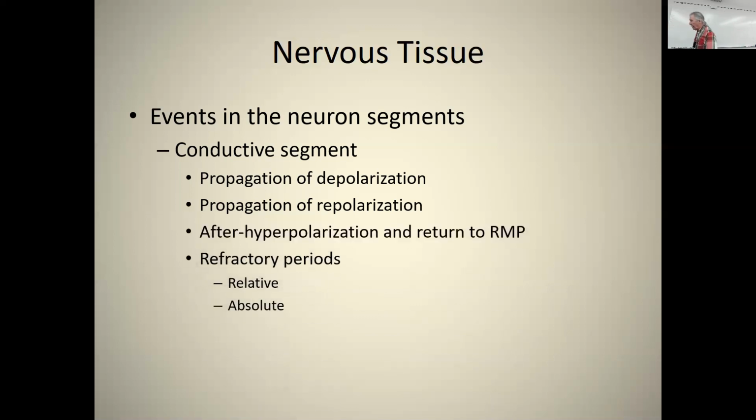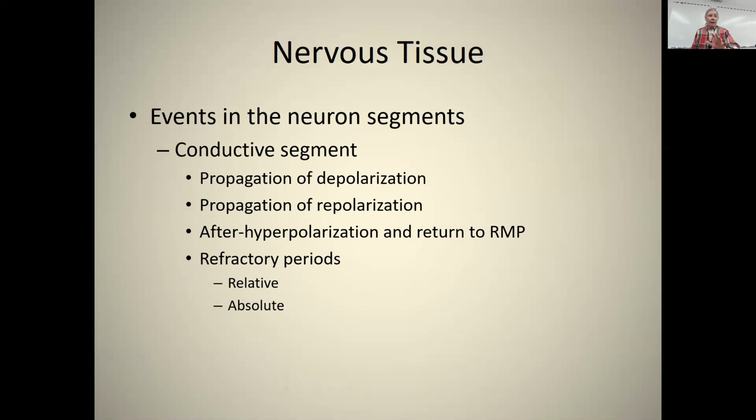Okay, and it's after hyperpolarization. After the repolarization, the cell becomes slightly hyperpolarized. It's called the active hyperpolarization. And then it quickly returns to the resting membrane potential. And there are two refractory periods.